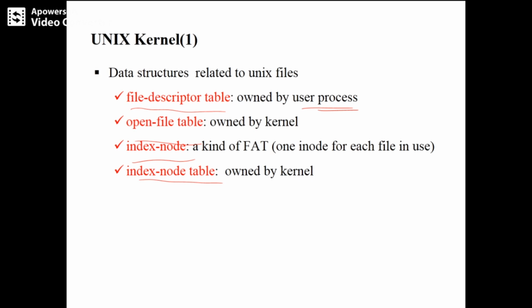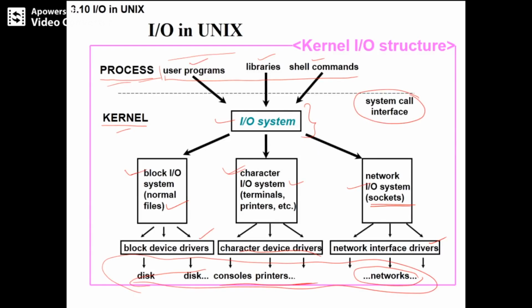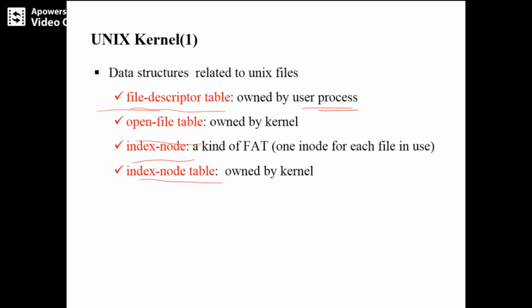Open file table, it is owned by the kernel, not the user process. So file descriptor table will come in the first layer of Unix organization of IO in Unix. In this structure, the first layer carries the file descriptor table, and the other three will be owned by the kernel layer. So open file table, it is owned by kernel layer. Let us see what it is in the next slides.